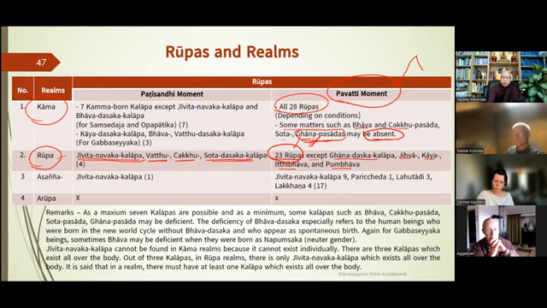So what are the 23 rupas? Jivita Navaka Kalapa means 8 Avinibbhoga. What are the 8 Avinibbhoga? That's why you should carry all the information. Mahabhuta: Pathavi Dhatu, Apo, Tejo, Vayo, Vanna, Ganda, Rasa, Oja. Vanna, Ganda, Rasa, Oja. 8 Avinibbhoga and Jivita. So Jivita, 9 rupas.